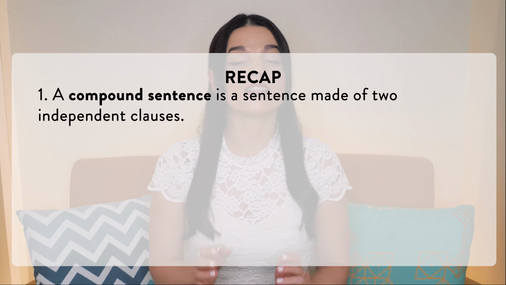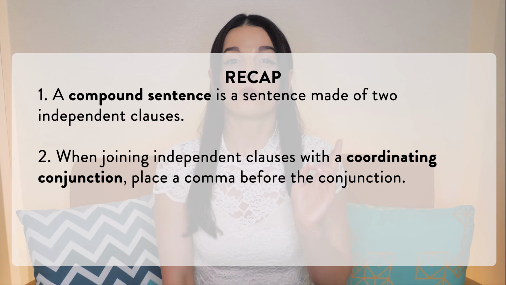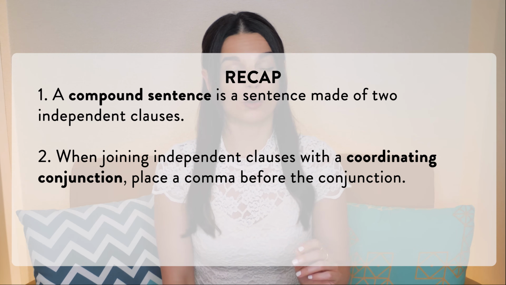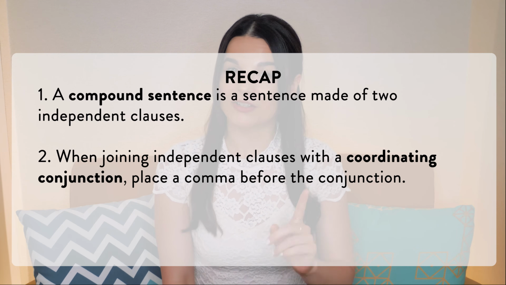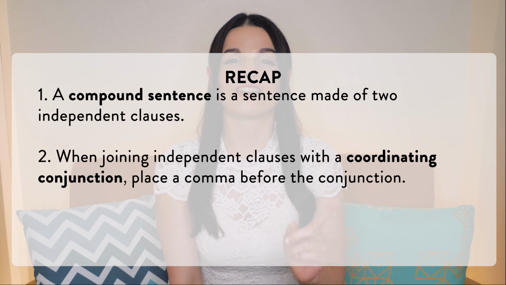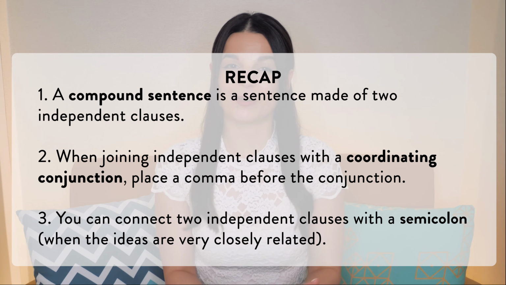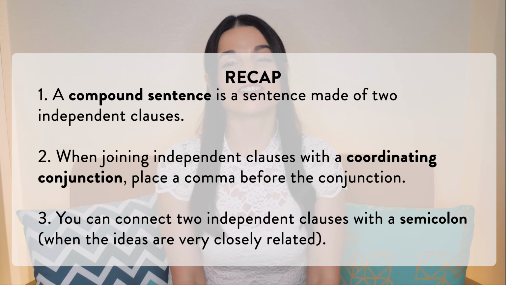Let's do a quick recap of the basic points of this video. First, a compound sentence is a sentence made of two independent clauses. Second, when joining independent clauses with a coordinating conjunction, make sure to place a comma before the coordinating conjunction. Third, you can connect two independent clauses with a semicolon, but this is done when the ideas are very closely related.